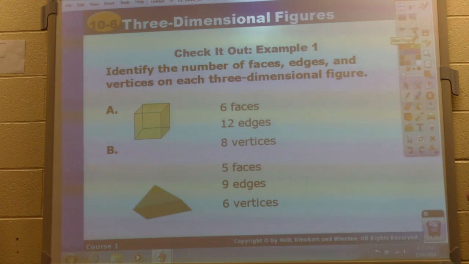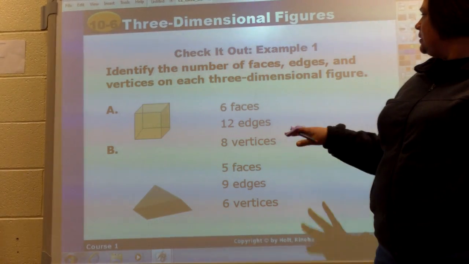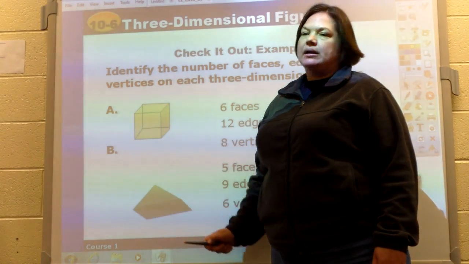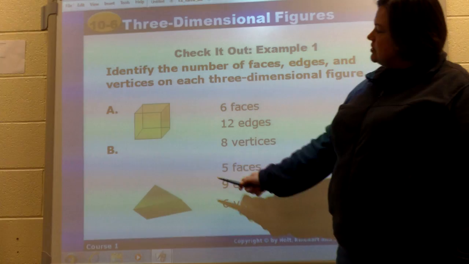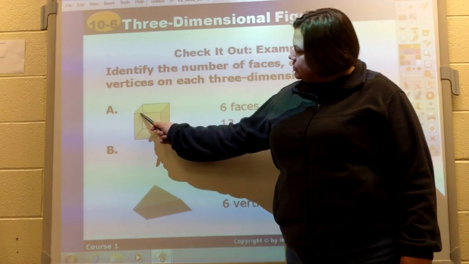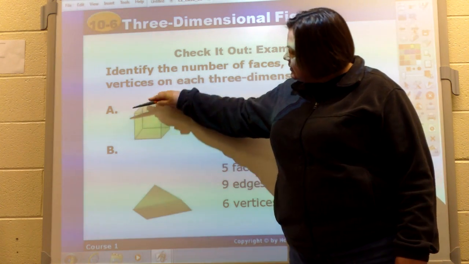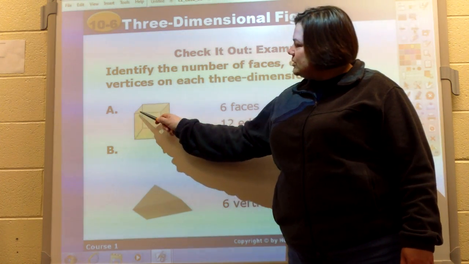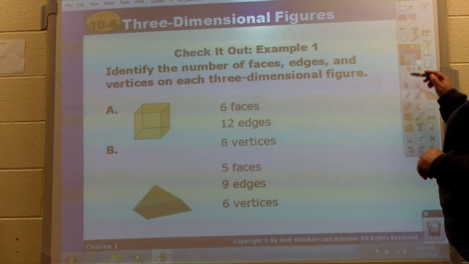Okay, identify the number of faces, edges, and vertices in the three-dimensional figure. So we have our cube. The cube's a little bit easier to see. You have 6 faces. You have your front and your back, the side, and the top and the bottom. So we have 1, 2, 3, 4, 5, 6. 12 edges. You have an edge here in the front, 1, 2, 3, 4, in the back 5, 6, 7, 8, and then the top 9, 10, 11, 12. I'm not counting this at the top because I've already counted it for the front one. So you're just counting each edge one time.